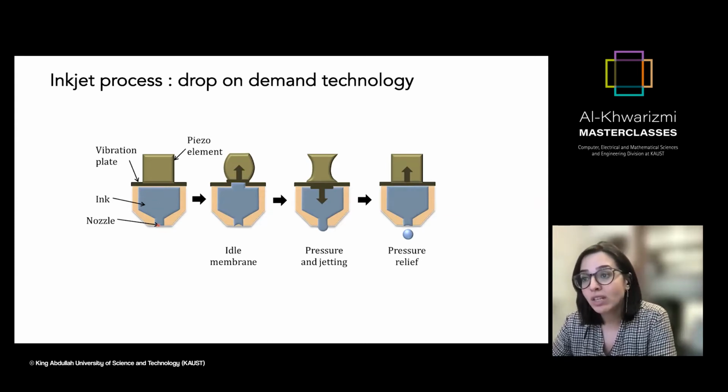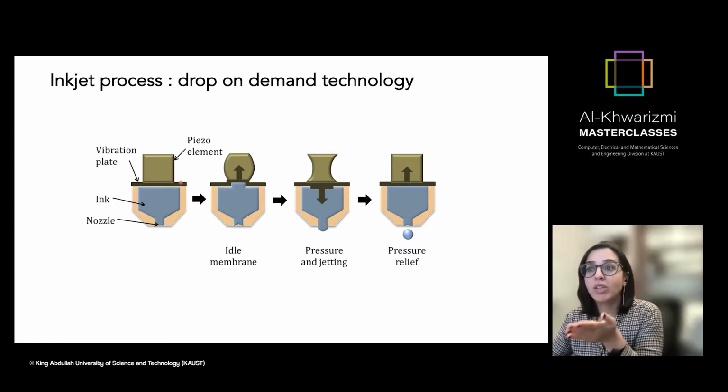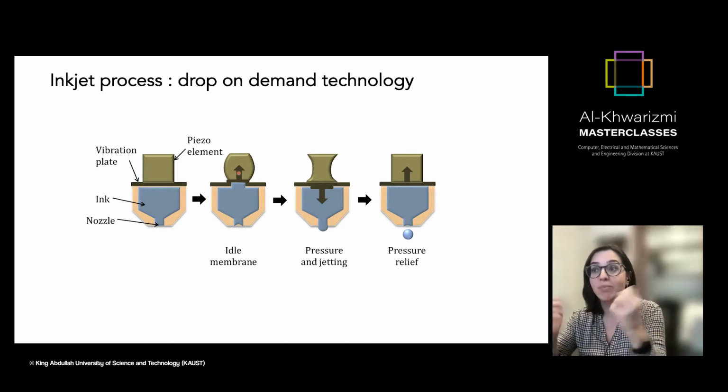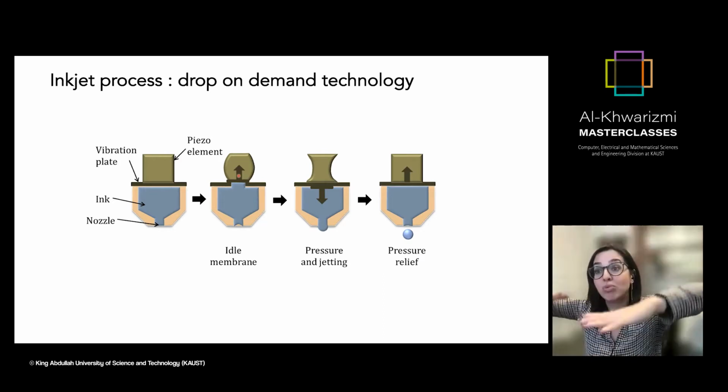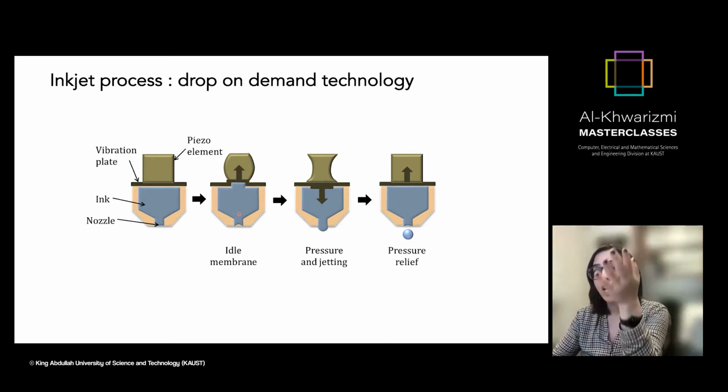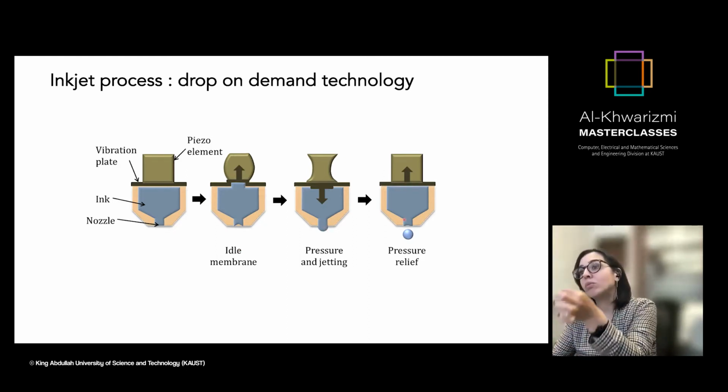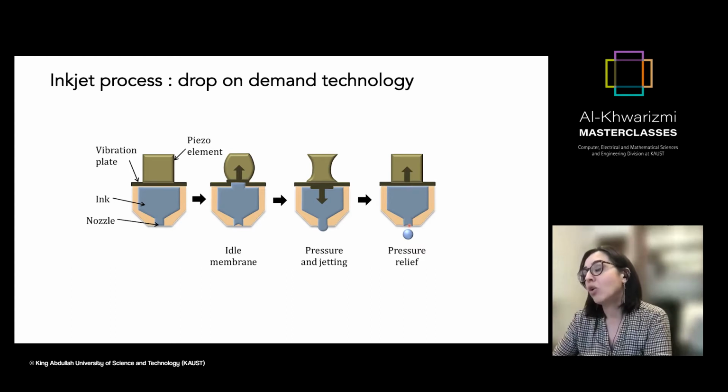And there's a nozzle here that is just a tiny hole that is capped with a vibration plate and a piezo element. So piezo elements, what do they do? As soon as you apply a voltage, this causes a change in the shape of the piezo element that changes the pressure of this cartridge and makes the ink drop from the nozzle opening.